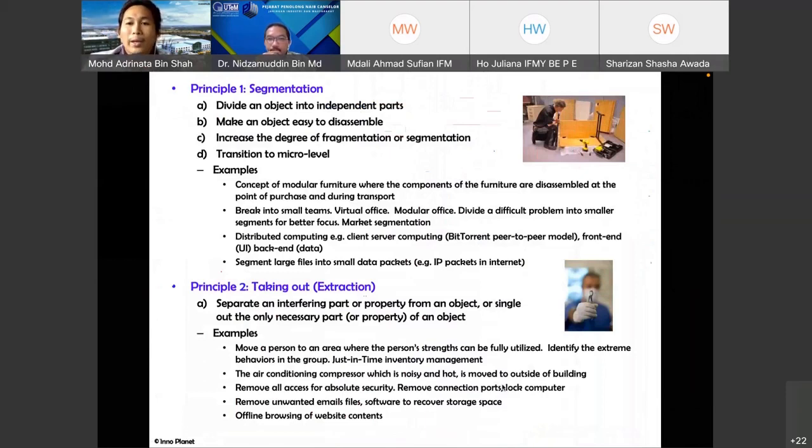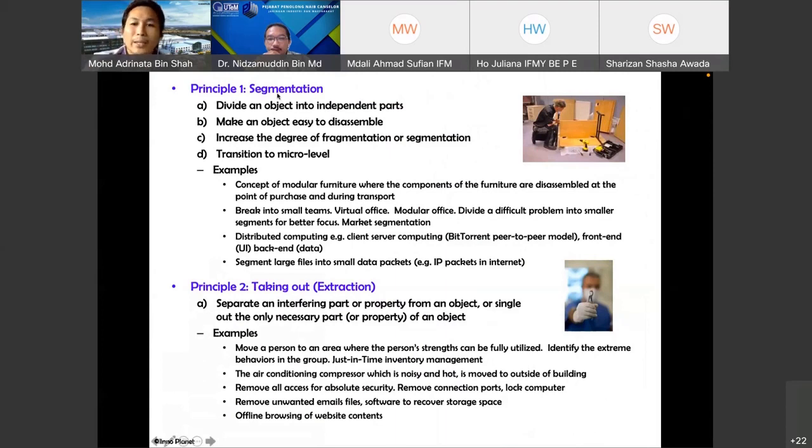Principle number 1. After you get your contradiction parameters, what is improved and what are the worsening parameters, the answer shows you inventive principle number 1, which is segmentation. What is meant by segmentation? Divide an object into independent parts, something like IKEA tables, IKEA chairs. Make an object easy to disassemble, or A and B, your mind is going to IKEA. Increase the degree of fragmentation or segmentation. If it has been segmented, you need to increase the segmentation, or transition to micro level.